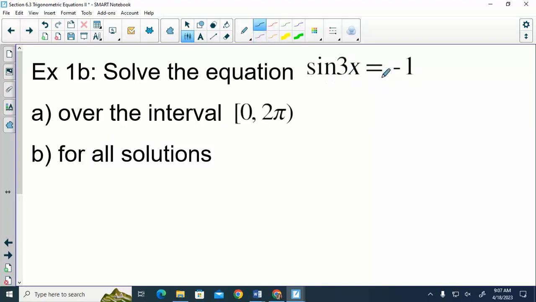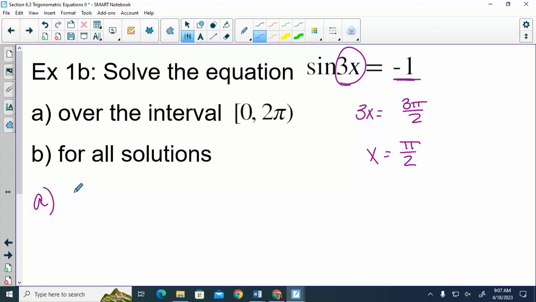So if we were trying to solve this, we just have to ask ourselves, all right, when does sine equal -1? Think about your unit circle. Sine is the y. Where on that circle is y -1? So our angle, 3x, equals 3 pi over 2. All right. If you divide by 3, you get pi over 2. So that's all well and good.